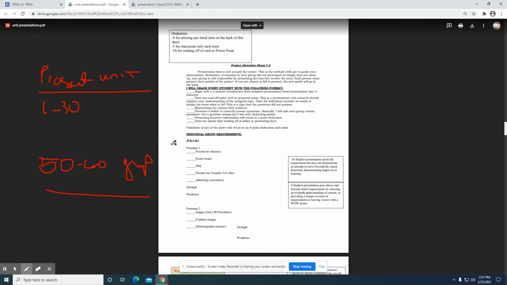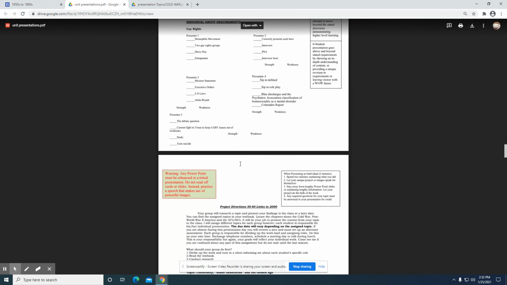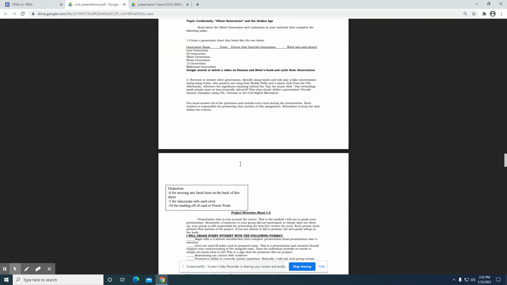For the most part, you'll be working with a partner on this. That doesn't mean your grade is dependent on their grade. Let's say presenter 1, whatever they present, they present. The only thing you really need to do when you're working with your partner is figure out which presenter you're going to be. Outside of that, there really isn't much that you need to do. I am not looking for a link between this one and that one. You will be graded as an individual. Gay rights, conformity of the silent generation.